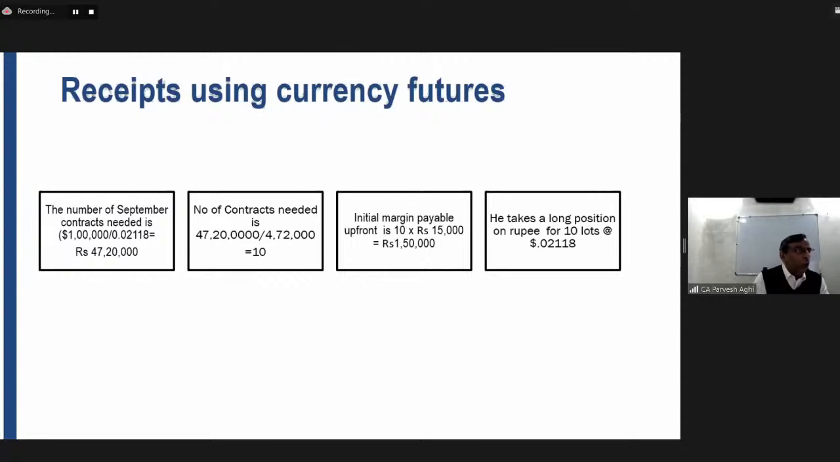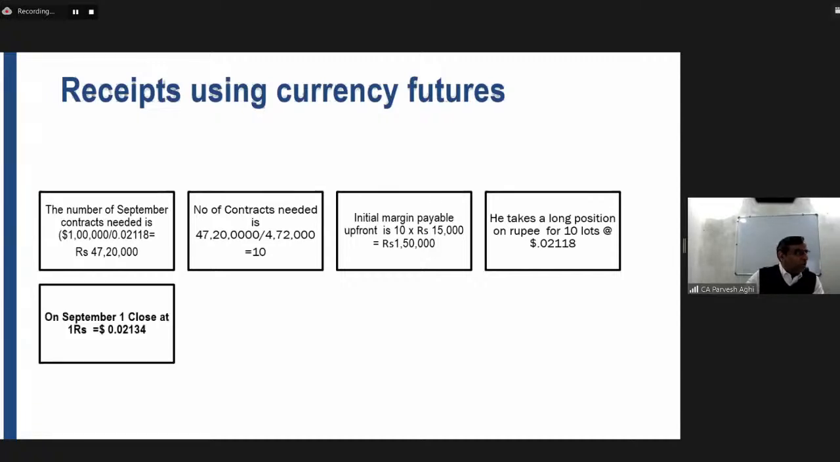So he's taking a long position. Though he's an exporter, his actual position in the real transaction is long in dollars, but he has to take a short position in dollars, which is equivalent to a long position in rupee. Since the quotes are given in rupee, we have to just do the reverse. So this is a catch here. Please remember, this is a very important thing. So he takes a long position on rupee for 10 lots.